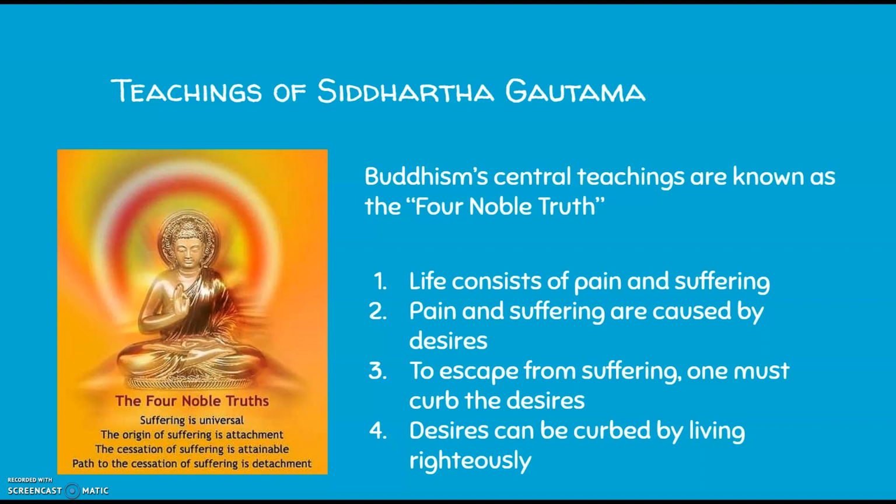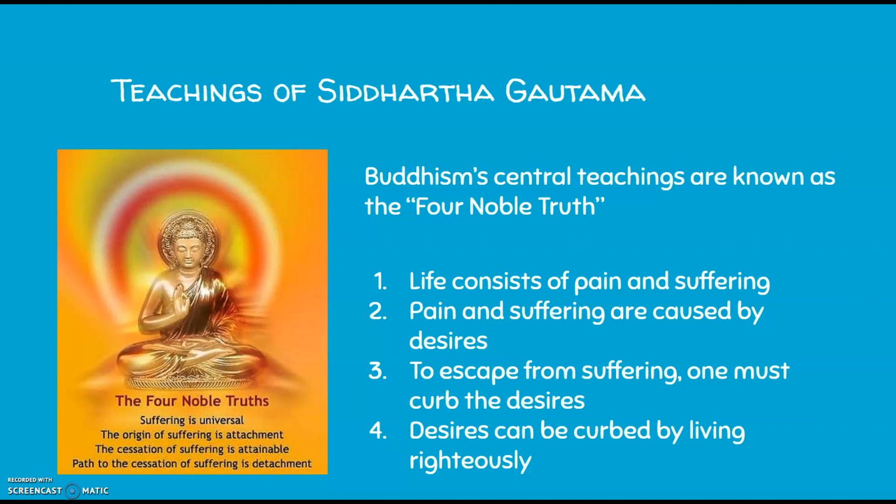But then he speaks of the second truth. Pain and suffering are caused because you have desires and lust in your life. If you desire things, then there will be pain and suffering because you're always going to want more, right? And it's always going to cause that suffering. So how do you then escape that suffering? The third truth is you curb those desires. You learn to have no desires whatsoever, that you're content with what you have already, and that life needs to be simple, right?